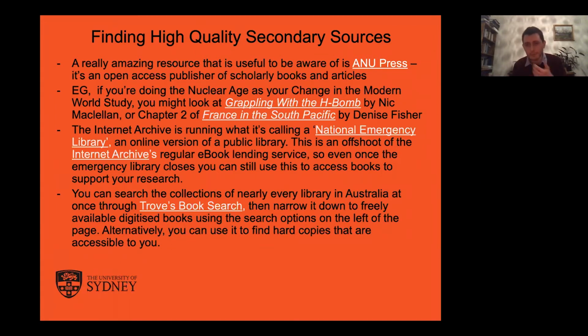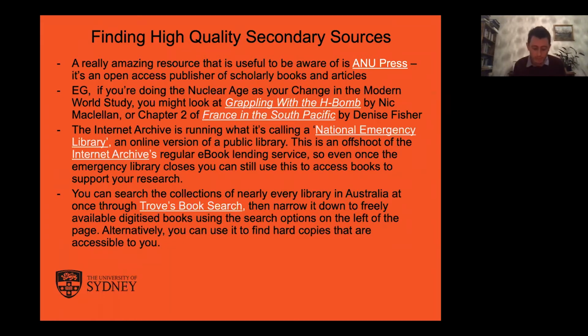You've probably come across Google Scholar before as a way to find really good quality secondary sources. And if you have been playing around with it, you've probably encountered the frustrations that come with using Google Scholar, because very few of the sources that you will find on there you actually have access to. So these are just a few ways to get around that. And one is ANU Press, that's run by the Australian National University. It's what's called an open access publisher, so it publishes academic books and articles that are available free to anyone.